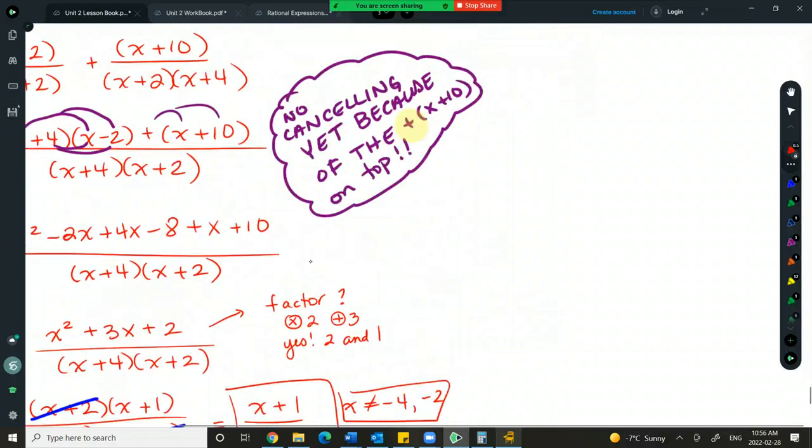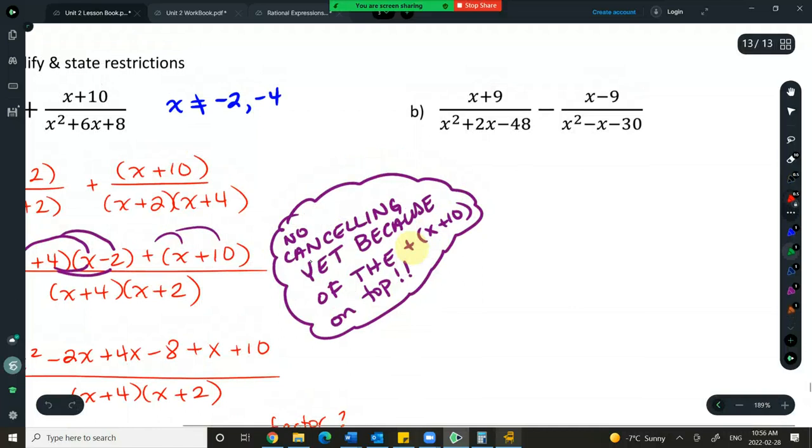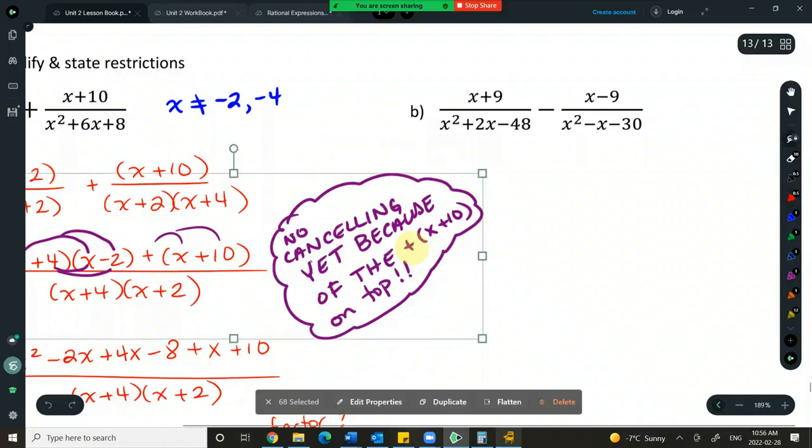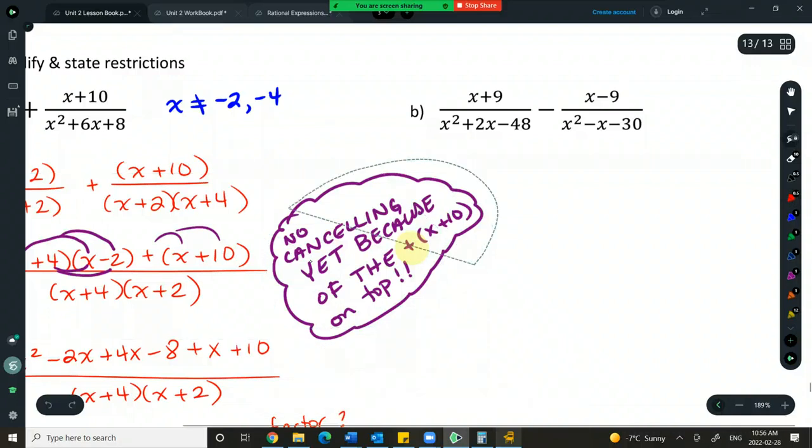Okay, let's try a couple more. This one's a subtraction one. So we just did an addition one. We'll see what's different between addition and subtraction here. I'm just going to make this guy a little bit smaller.